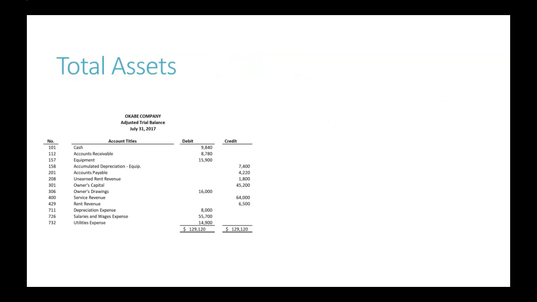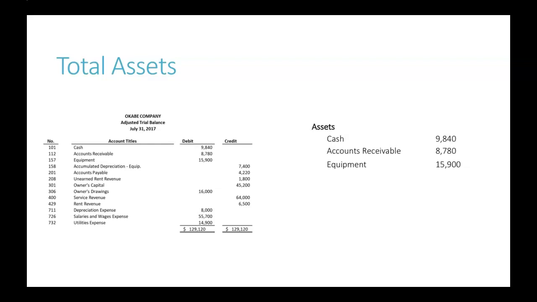Now, we need to figure out our total assets. So we take a look over at our adjusted trial balance. And we know that assets are listed first, right? So we had cash is an asset, $9,840. Accounts receivable, that's an asset of $8,780. Equipment, that's a long-term asset, right? That falls under property, plant, and equipment. That's $15,900.